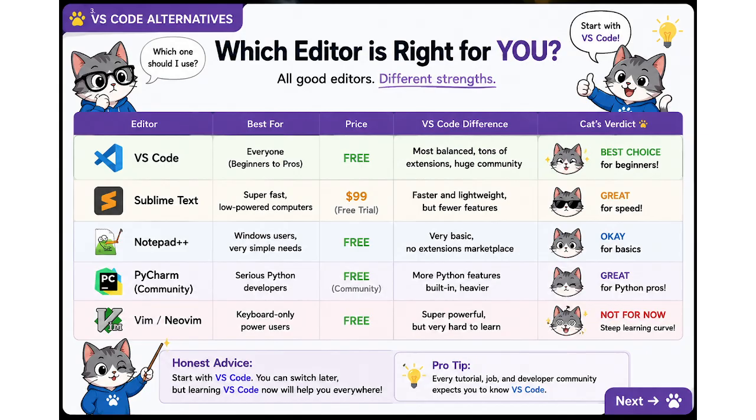Going forward, there are various alternatives to VS Code. If VS Code is not suitable for you, then you can go to various others. But we will choose VS Code because it is free and it's the best choice for beginners. There is Sublime Text, Notepad++, PyCharm, Vim, and many others.